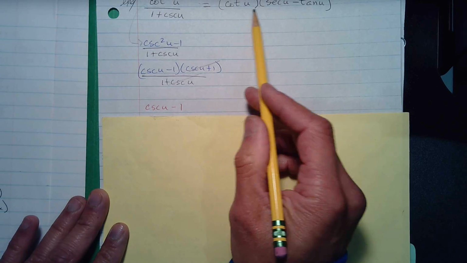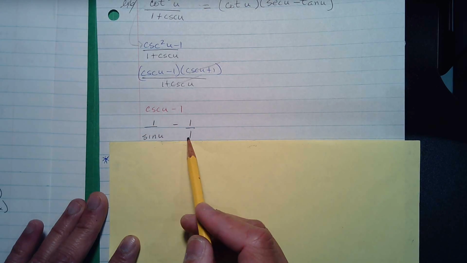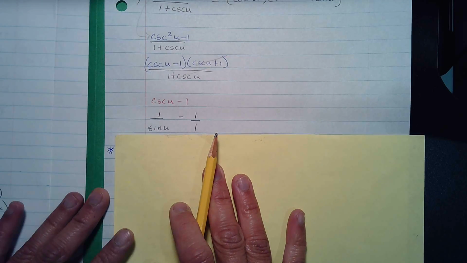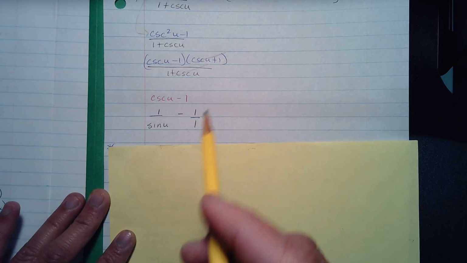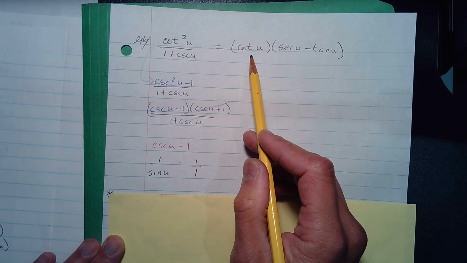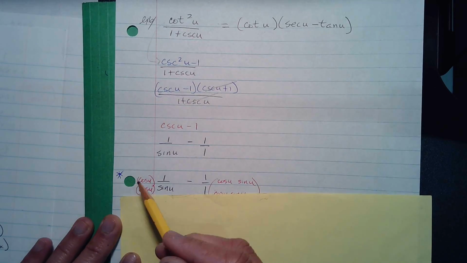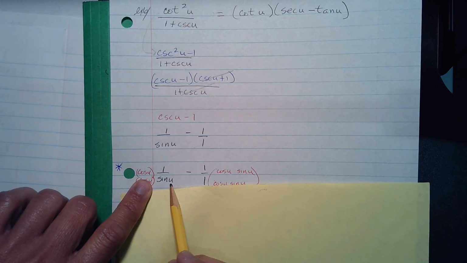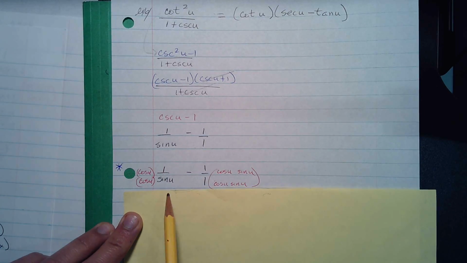I notice there's no cosecant here, so I'm going to rewrite cosecant as 1 over sine u, minus 1 over 1. This is equivalent to this. This was a difficult problem. It took me a while to figure out, but what I notice is I'm going to need a cotangent. So if I had a cosine here, cosine over sine is cotangent. So I'm going to multiply top and bottom by cosine, because eventually I want a cotangent to match with that. But again, if we have a fraction, let's find a common denominator.